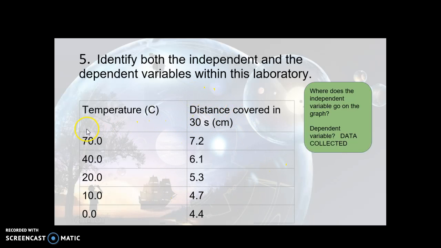Question 5, many of you missed because it was close to that data chart. You need to label the independent and dependent variable. Remember that the dependent variable is the data collected. So one of these is the independent variable, one of these is the dependent variable.